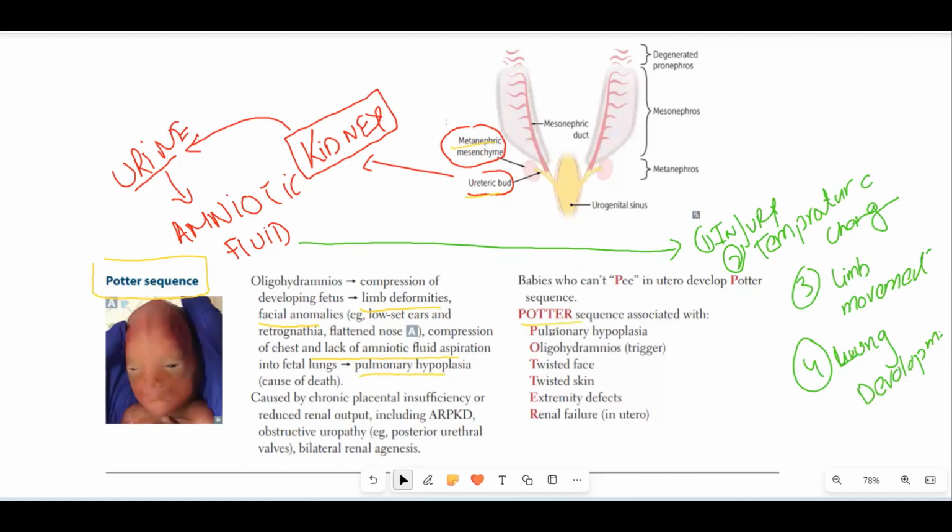So in Potter sequence, oligohydramnios is the triggering factor that starts this abnormal chain of pathology: pulmonary hypoplasia, twisted face, twisted skin, extremity defects, and renal failure. The causes of Potter sequence are chronic placental insufficiency and reduced renal output, including autosomal recessive polycystic kidney disease, obstructive uropathy such as posterior urethral valves, and bilateral renal agenesis.